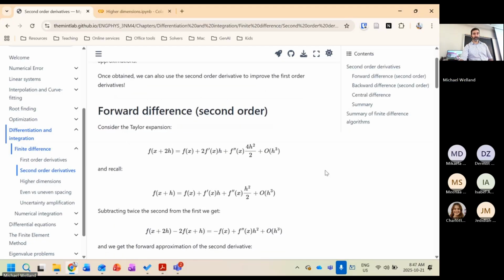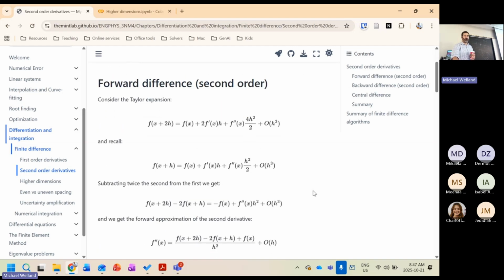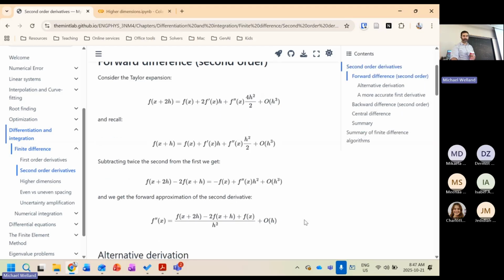Okay? So consider the Taylor expansion. Now we're doubling the step size, right? 2h, and so on. Recall the one for a single h step size. And now we subtract it, and we get this nice formula for f double prime. Go through the algebra in your own time. It's pretty basic. Okay?